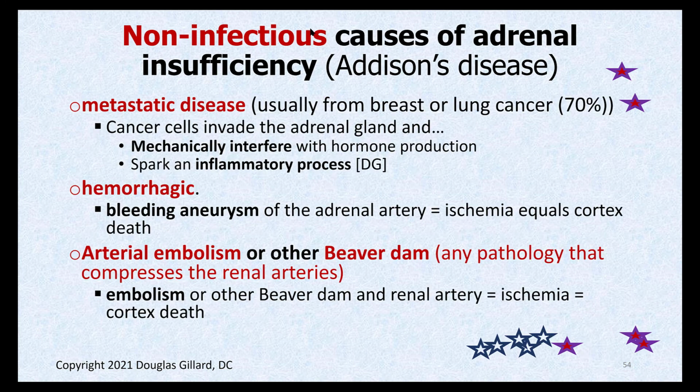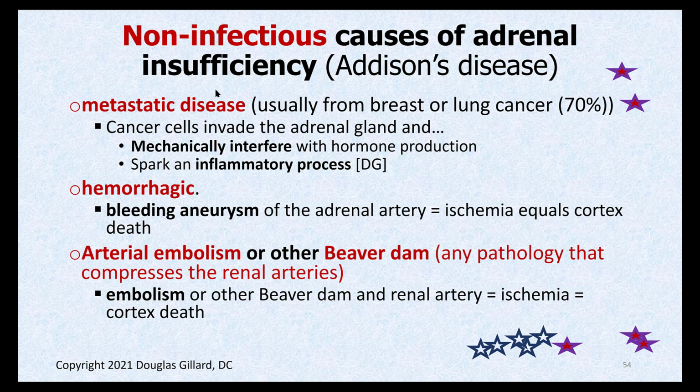Then we have the non-infectious types of Addison's disease. So we got three types of Addison's disease. We got autoimmune Addison's, non-autoimmune Addison's, which is infection, and now non-infectious Addison's disease. And that's some of the bad ones. Cancer, breast cancer, prostate cancer. It doesn't happen super often, but it can. Cancer cells can invade the adrenal cortex and take hold and ravage the entire adrenal cortex, destroying it and causing an inflammation, knocking everything out.